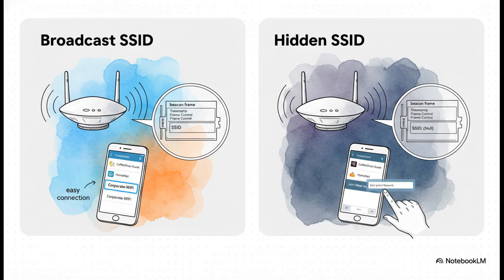Now, here's a key point. The AP is still sending out beacon frames. It has to. But the spot where the name should be is just blank. It's null. So when your laptop scans for networks, it sees nothing. It's invisible, which means your users have to connect completely manually.